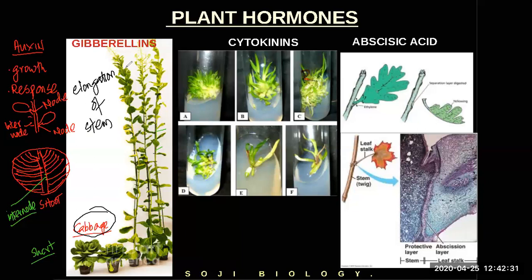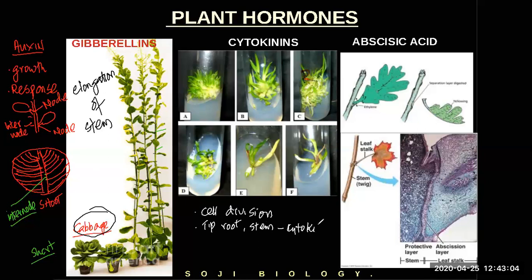Gibberellins have just one function, and next is cytokinin. Cytokinin helps in cell division, promotes cell division. Remember, cell division means more growth. If the cells divide, the number of cells increases, they become bigger, and growth is faster. And wherever the cell is dividing, like on the tip of the root and shoot, cells divide. At the tip of the stem, you can see cell division. There you find auxin as well as cytokinin.